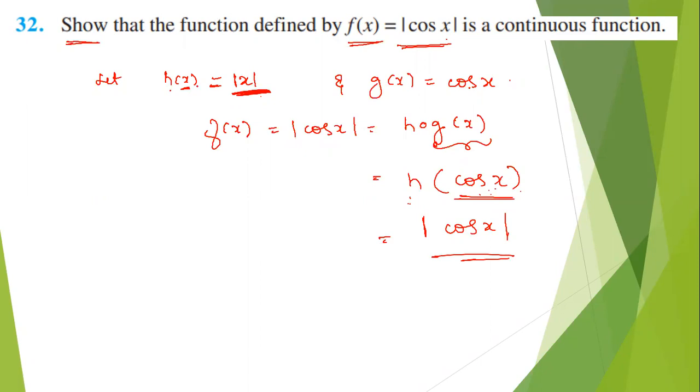Correct. So here, if you see, we have proved modulus function is continuous. We have done this, correct? And also, we know cos x is continuous. I have proved this in previous class that cos x is continuous. Isn't it? Do you all remember? So what we can conclude, since h is continuous and g is continuous, a function h composition g is also continuous function. We can conclude.